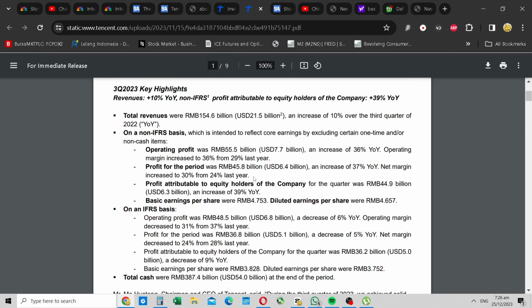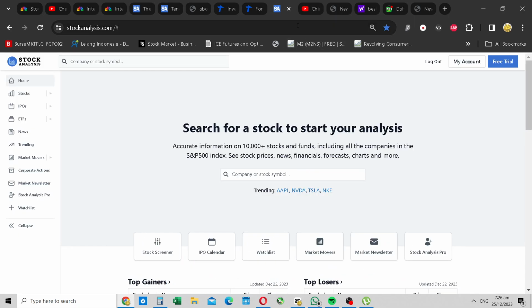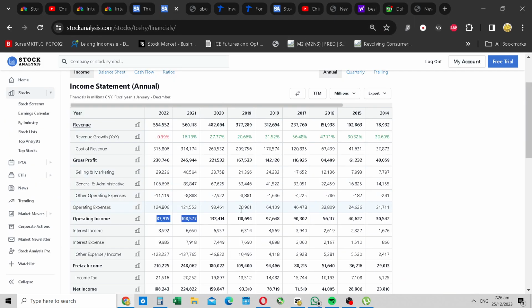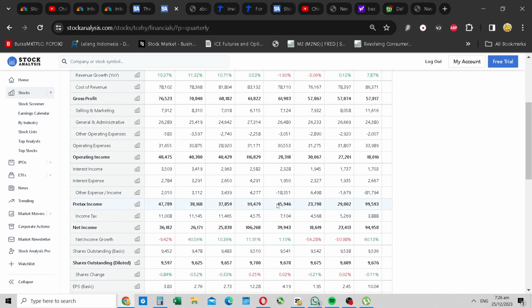Looking at the trend that has happened so far, the crackdowns reduce the operating income of Tencent. This is pretty obvious, this is not rocket science. And look at this, suddenly it just explodes. The numbers just explode. That's crazy, man. Think about it that way.